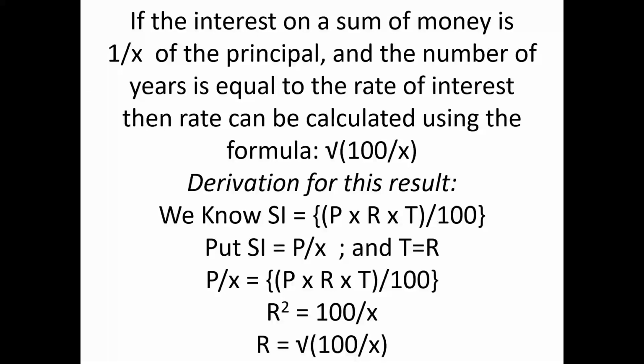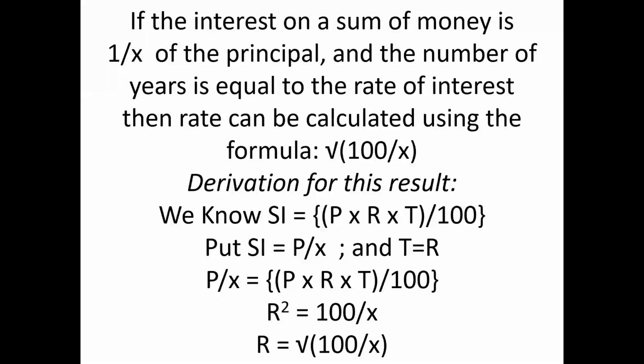If we want to derive this formula, the derivation goes this way: simple interest equals PRT by 100. Here SI, that is simple interest, is P by x, and T is equal to R. So it becomes P by x equals PRR by 100, that is R square equals 100 by x. It gives you R equals root over 100 by x. Okay, so I'm just giving you the basic definition.